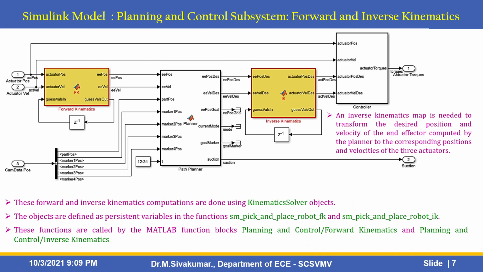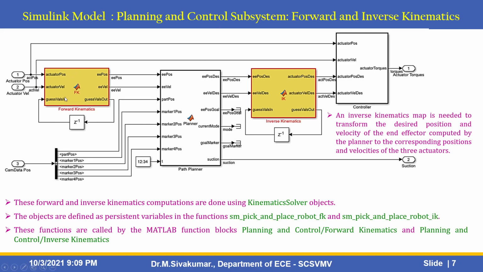Here the next subsystem is forward and inverse kinematics. This one, forward and inverse kinematics, is used in between the path planner and the actuators. An inverse kinematic map is needed to transform the desired position and velocity of the end effector computed by the planner to corresponding positions and velocities of the 3 actuators.